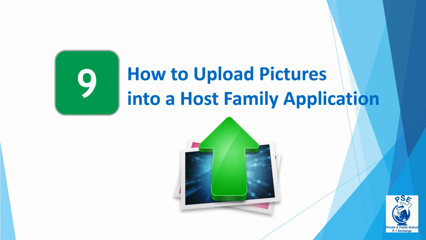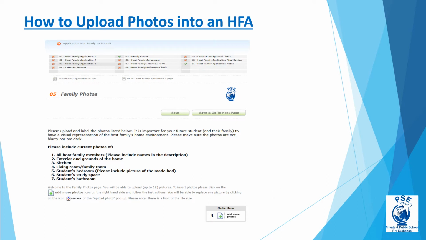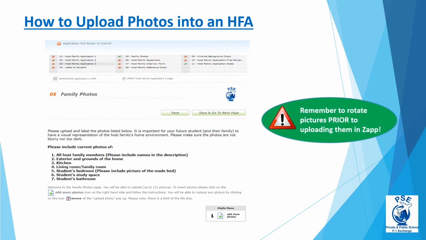9. How to upload pictures into a host family application. We learned in section number 9 that you cannot rotate pictures in Zapp, so you will need to do this prior to uploading photos into the host family application. To upload these pictures into the host family application, first click on page 5, Family Photos. You will see instructions on how to upload and replace your photos. You may add more photos by clicking on the Add More Photos icon and then following the instructions. You can add up to 12 photos into this photo album page.